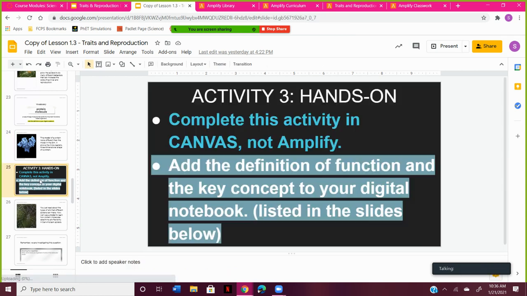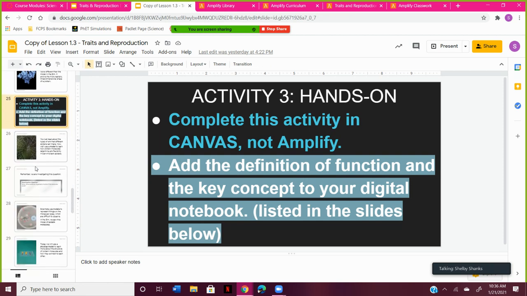All right, so we're going to move on to the last activity, which is a modeling activity, kind of a hands-on activity that you guys can't really do at home. So Mr. Livingood has made us a video, or an Edpuzzle, to do. Okay, so we're going to complete that in Canvas. And then we're also going to add the definition of function and a key concept to our digital notebook.